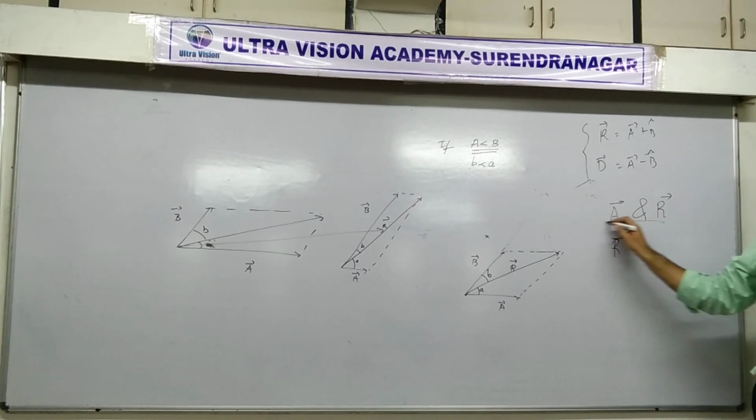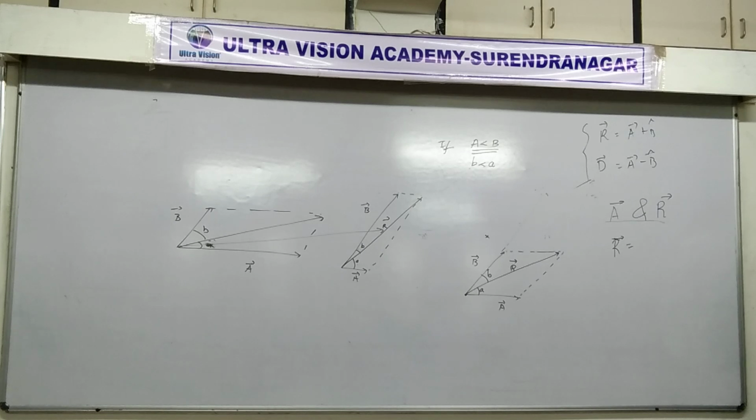Okay, who has understood this much? We have to find angle between this and this. Where is that written? Find angle between A vector and resultant. That much is written, and resultant of something.